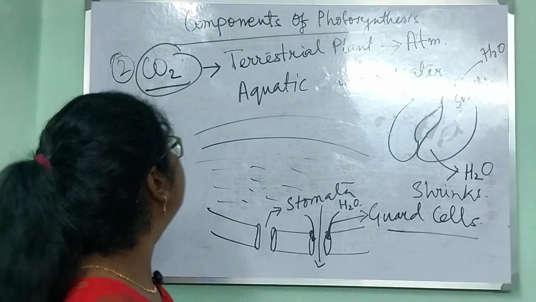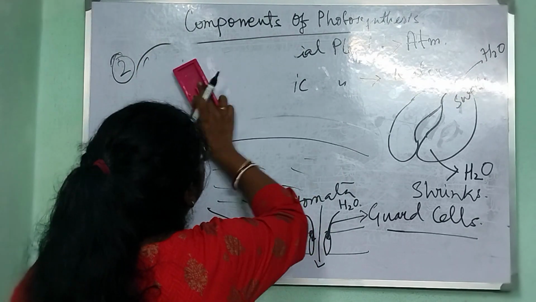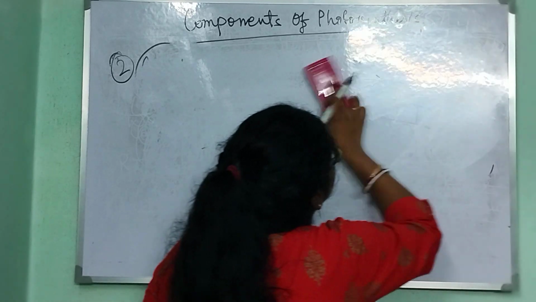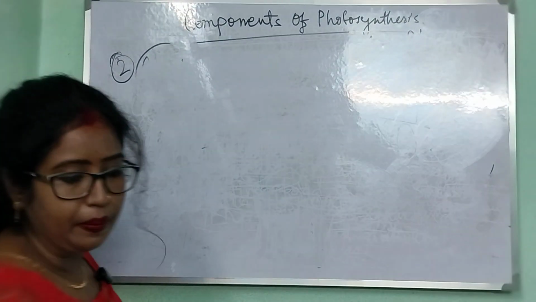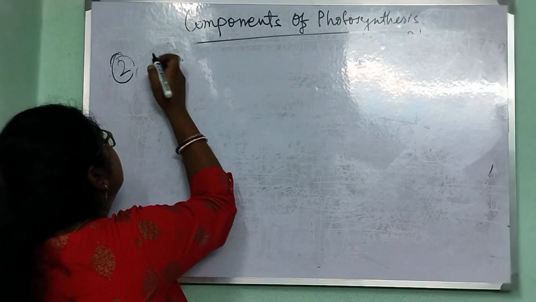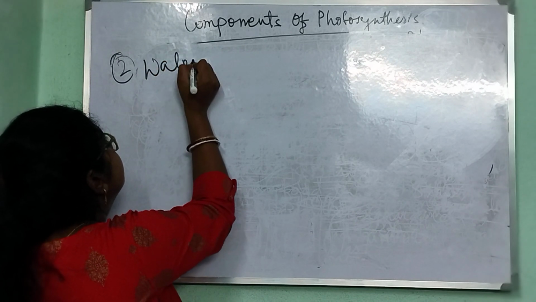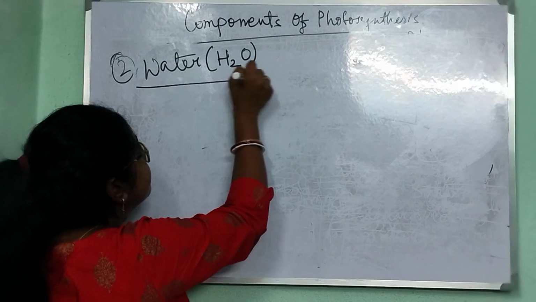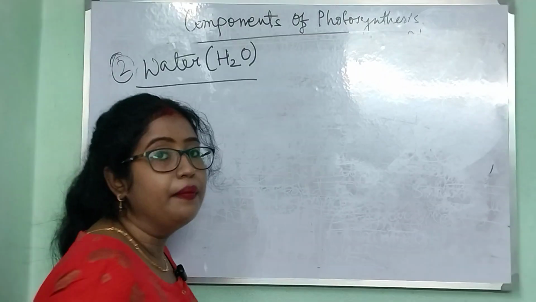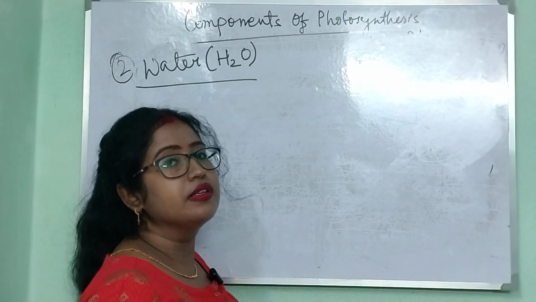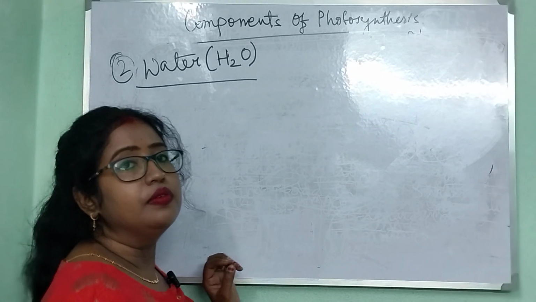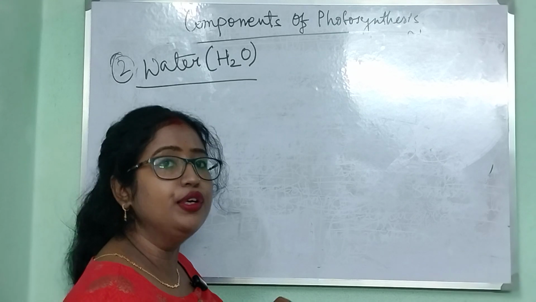The next component of photosynthesis is water, or H2O. Green plants absorb water from soil via their roots.